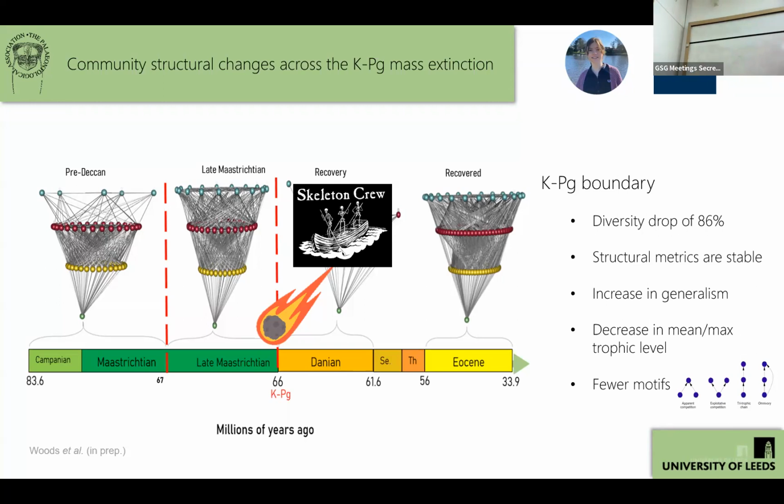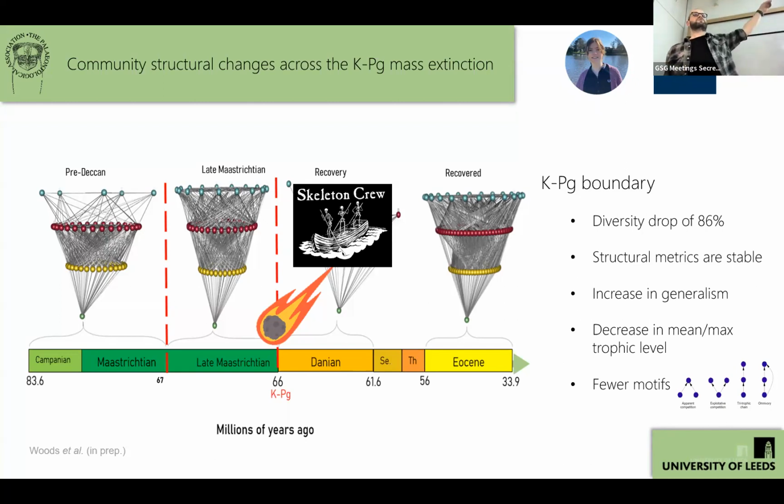These communities are really vulnerable to further collapse because if a few of them go extinct, the whole thing can come down. But what we think we're seeing here in the aftermath of this major mass extinction event is a skeleton crew of a few organisms maintaining each functional guild during that early recovery interval. We see an increase in generalism, so more generalists. That's a really common pattern that we see across all of our mass extinctions. But this time we see a decrease in mean and max trophic level and fewer of these small scale interaction motifs within our food webs.